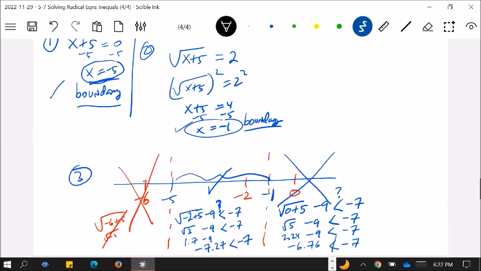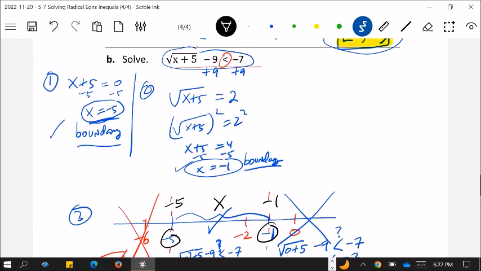And the only area that's good is here, where the x's are between negative 5 and negative 1. Because that's a less than, we have less than. Now with the negative 5, if I put negative 5 in here, I get the square root of 0. That's legal. I can do the square root of 0. And so that means this can be a less than or equal to. So I'm going to have two answers. I'm going to have negative 5 less than or equal to x, but less than negative 1.